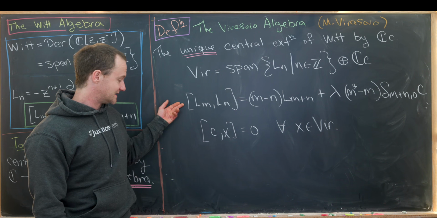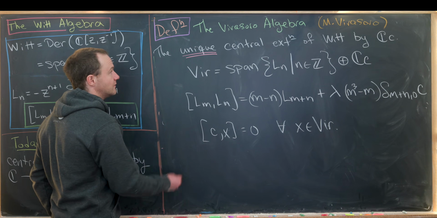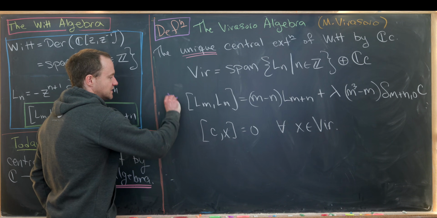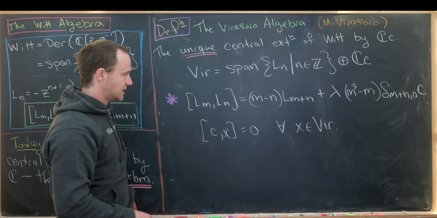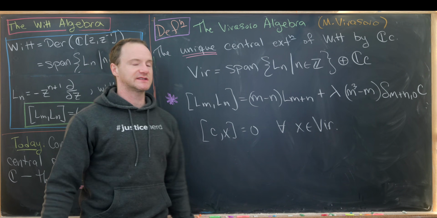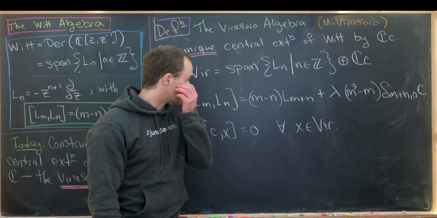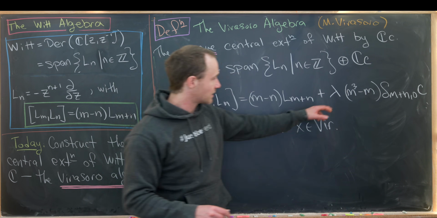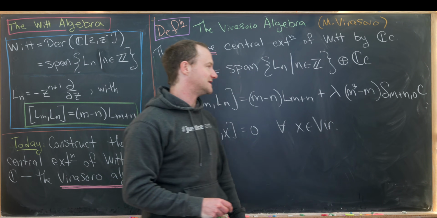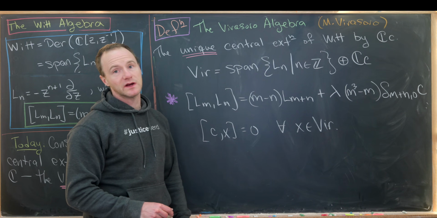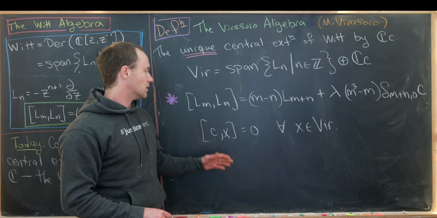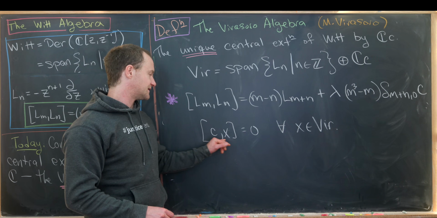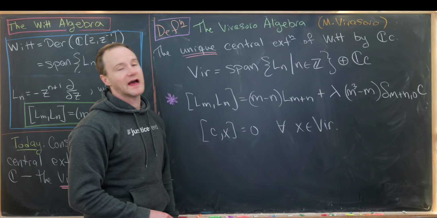And then our bracket is defined as follows, and we proved that our bracket had to have the following form. So the bracket of L_m with L_n is equal to (m minus n) L_{m+n}, so that's from the original algebra, plus lambda, where that's an arbitrary complex number, times (m cubed minus m) delta_{m+n,0} c. We also know that c is in the center, so that means the bracket of c with x is equal to 0 for all x in Vir.